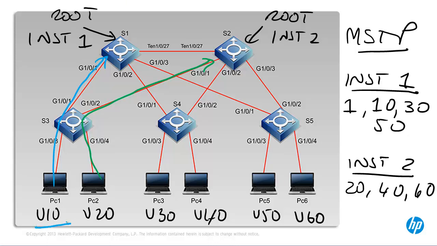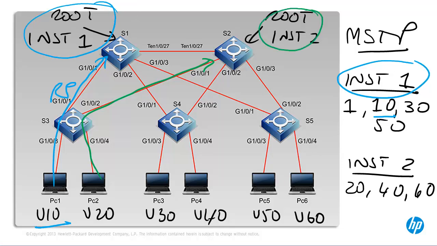Just to reiterate, VLAN 10 is associated to instance 1. This switch is the root of instance 1, which means that this port is going to be the root port for that instance. Switch 2 is the root of instance 2. VLAN 20 is mapped to instance 2, which means this is going to be the root port for instance 2. So the first advantage is we can do load sharing where both uplinks are used. Different VLAN traffic is sent across different uplinks. But there are more advantages.